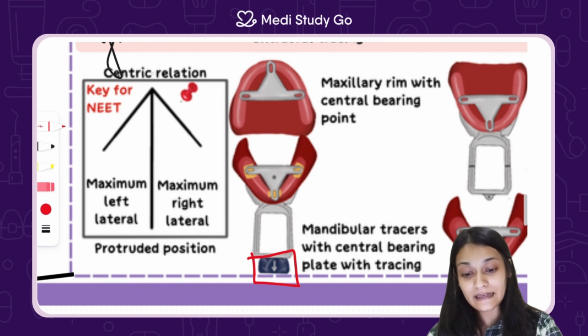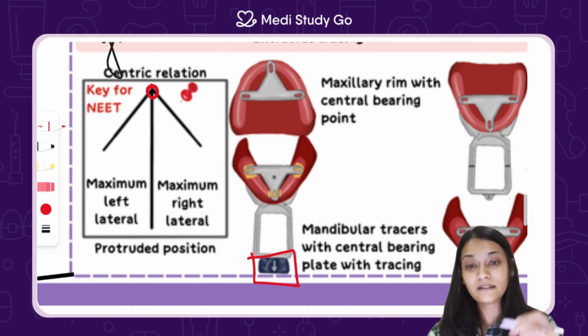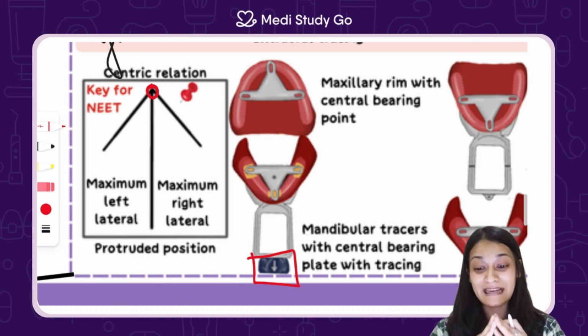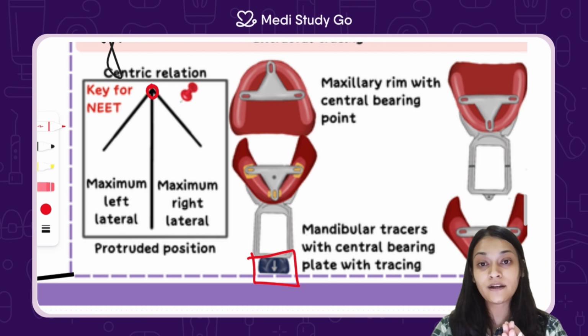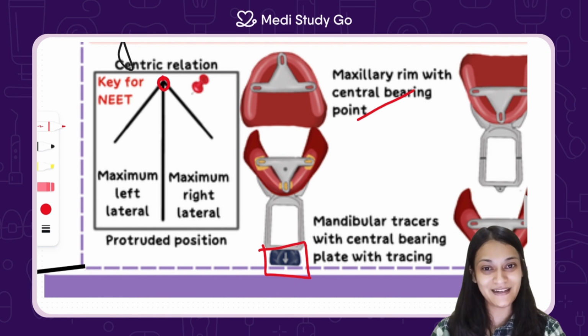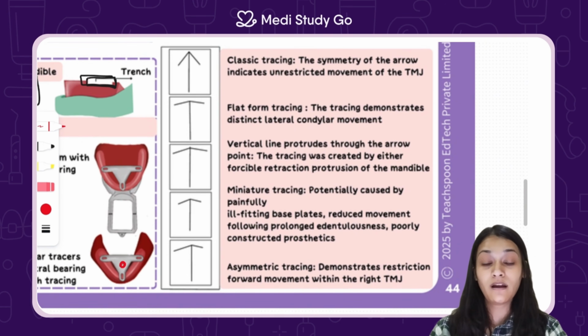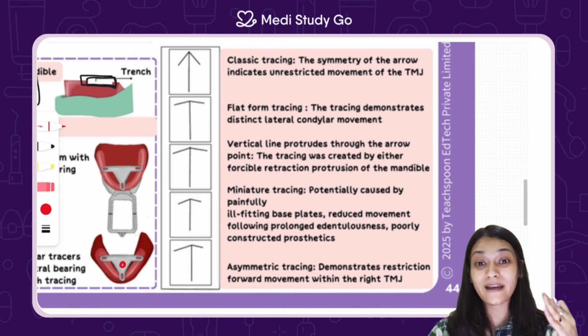So it is basically where all the lines are going to meet. That's your centric relation. As we know, centric relation is the most useful and repeatable position. The patient will be able to take it repeatedly at the same point. So this will determine your centric relation. Depending on how you have got your arrow, you can actually determine what exactly can be your problem.